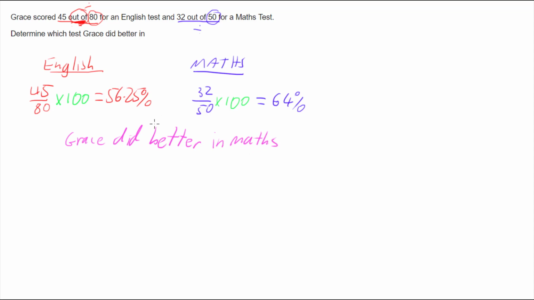But we've also got to think, were these two tests comparable? So another thing we have to do is perhaps state any assumptions that we have made. So if we're going to say that Grace did better in maths, we've probably got to state that we're assuming that the two tests were of the same difficulty. Because if the maths one was easier than the English one, of course she was going to do better in it. So we actually have to think about things like assuming the two tests are of equal difficulty.